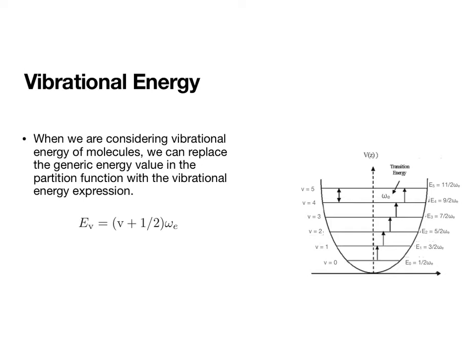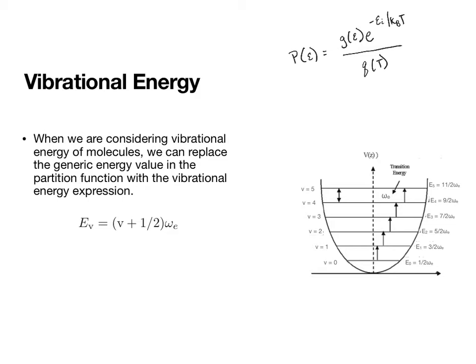So, way back when, I had you watch a video all about the different types of energy within a molecule, and then we kind of ignored it. Well, guess what? It's coming back. So, when we are considering the vibrational energy of the molecules, we can replace this generic energy of a partition function. Remember that we had our P of epsilon is equal to g of epsilon times e to the minus epsilon i over kBT, all divided by our Q of T.